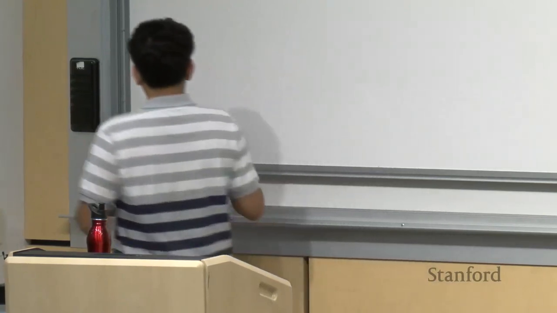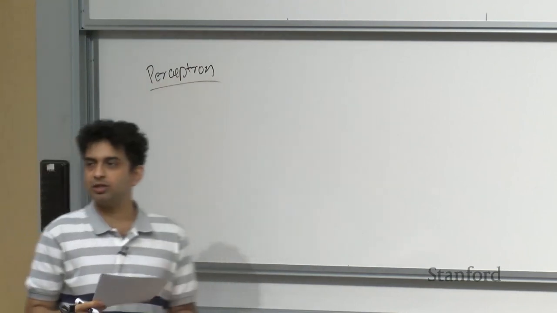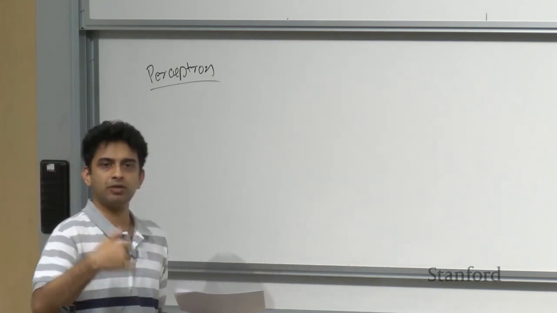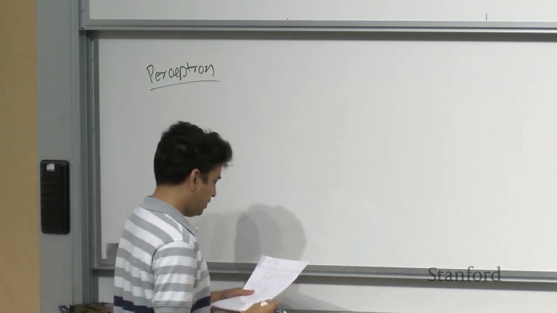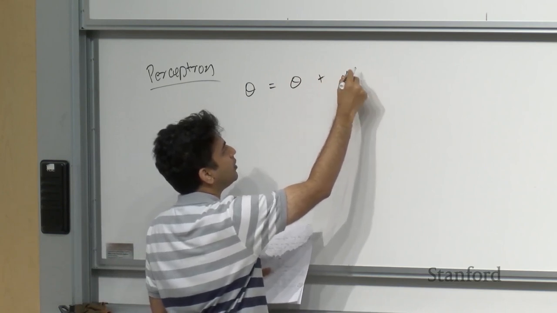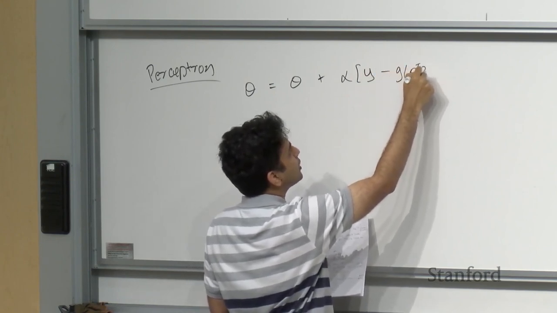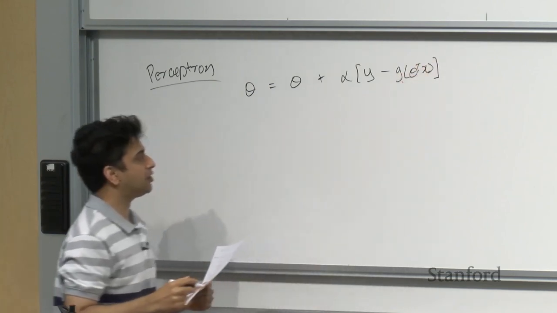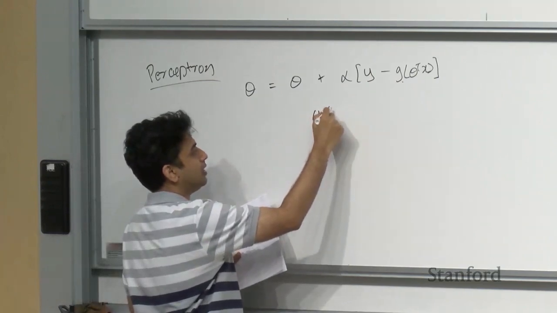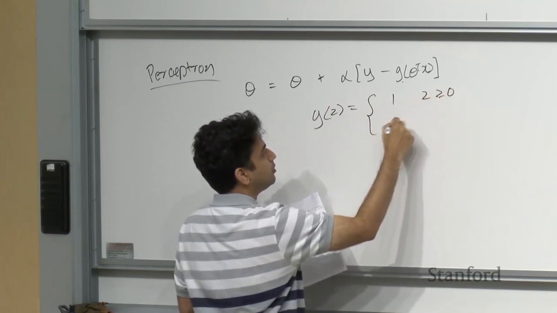Moving on, there was this other algorithm that we saw called the perceptron algorithm. The perceptron algorithm was a streaming algorithm. By streaming, we mean it's an algorithm where you encounter one example at a time. Think of it like stochastic gradient descent, where you are encountering one example at a time, right? And the perceptron algorithm had a very simple update rule, which was theta equals theta plus alpha times (y minus g of theta transpose x), where g was just an indicator function which would return 1 if z is greater than or equal to 0, and return 0 if z is less than 0.